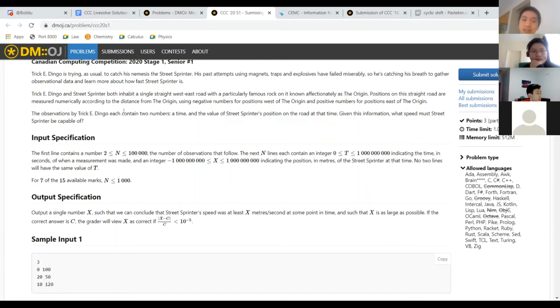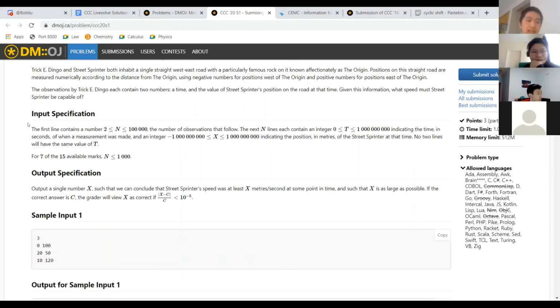So the observations by Tricky Dingo each contain two numbers, a time and the value of street sprinter's position on the road at that time. Given this information, what speed must street sprinter be capable of? Right. And now we have to take a look at the input specification. So the first line contains a number, which is the number of observations that follow. So you know that you're going to get 100,000 points. And that's a really big number. And we'll explain the significance of this later on, right?